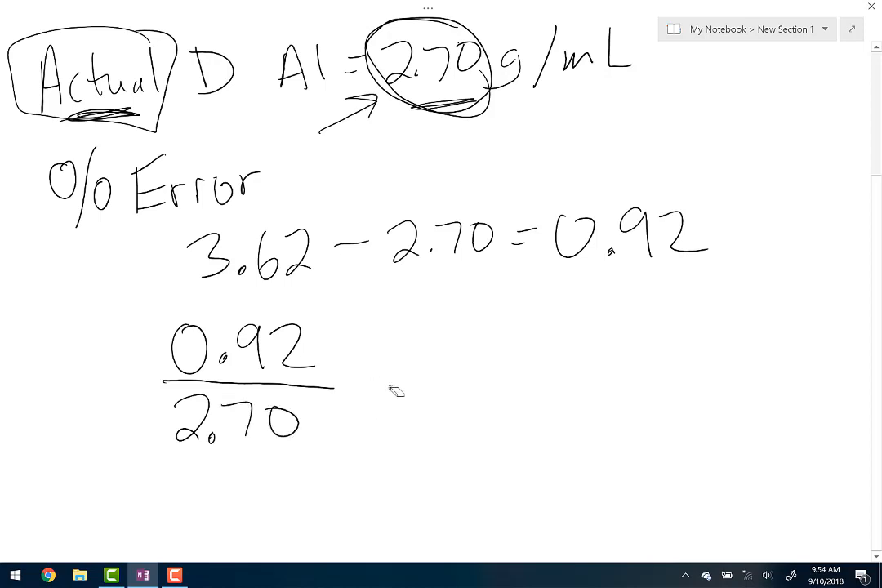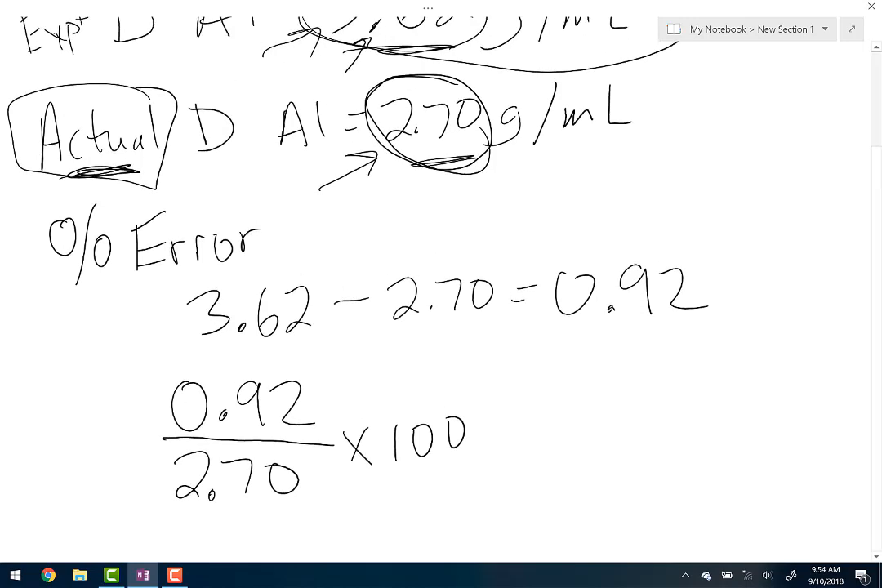And then to get it to a percent, I'm going to multiply by 100. So 0.92 divided by 2.70, times 100, and my calculator answer says 34.074 and so on. Now here's where the significant figure rules come into play.